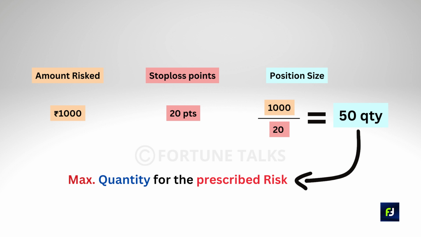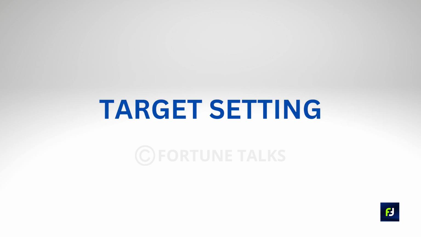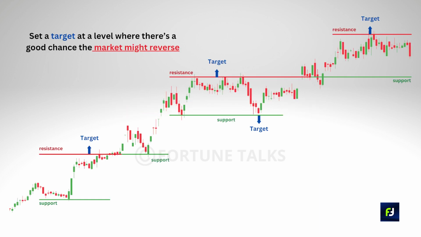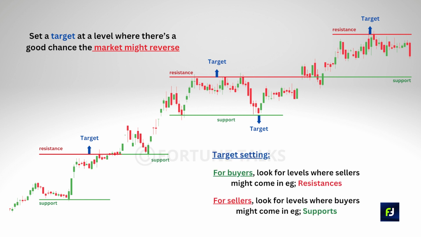Once the position sizing is set, the next step is to set a proper target and define your reward. There are a few ways of doing this, but the general idea is that you want to set your target at a level where there is a good chance that the market might reverse, which means you expect an opposing pressure to come in. So if you are a buyer, you look for a level where you can expect the sellers to come in, and vice versa if you are a seller.